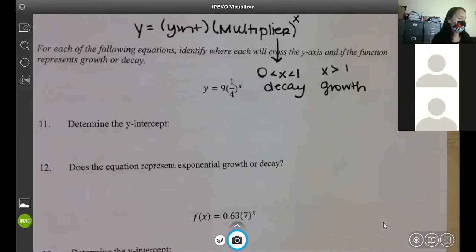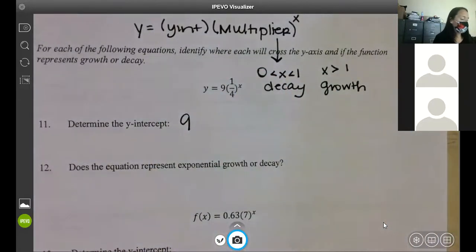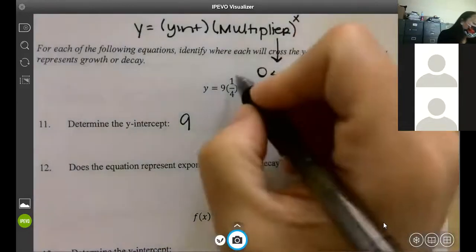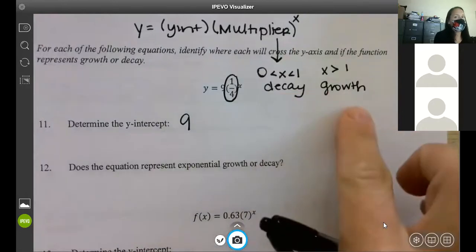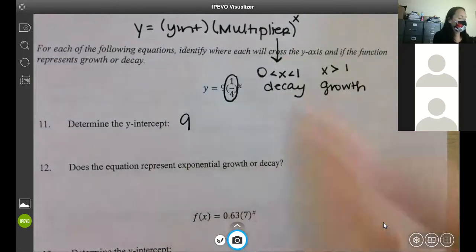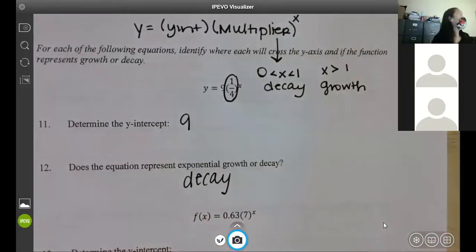So determine the y-intercept. Which one's the y-intercept? 9 or 1/4? 9. Does the equation represent exponential growth or decay? So we're looking at this 1/4. Is 1/4 in between 0 and 1, or is it greater than 1? In between, so it is decay. That's all you guys have to do.